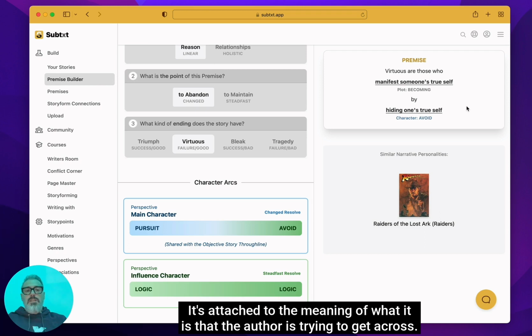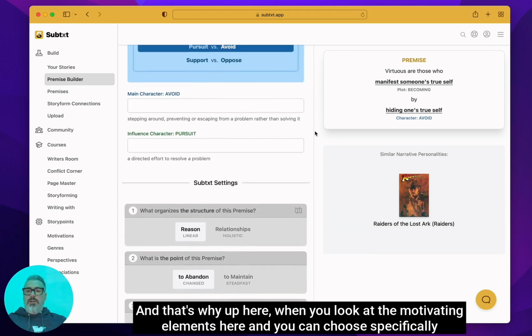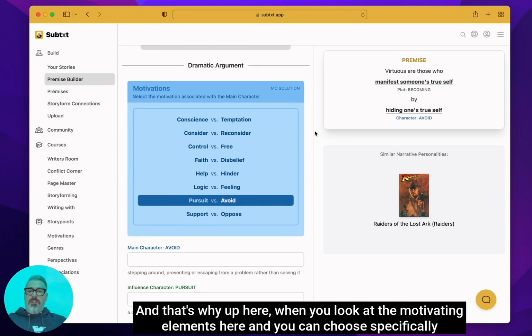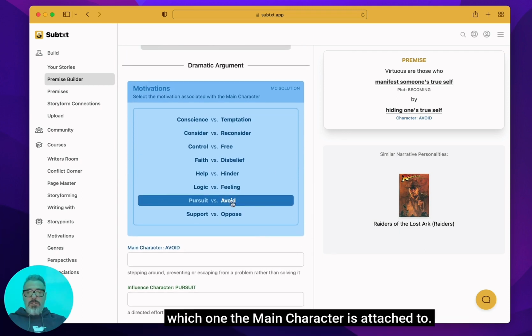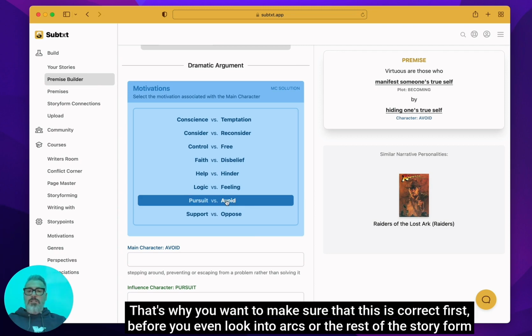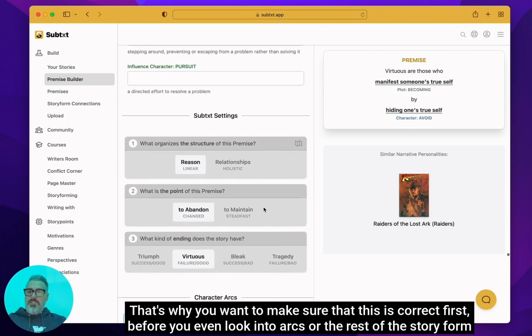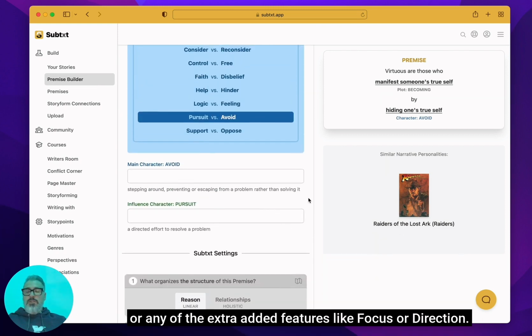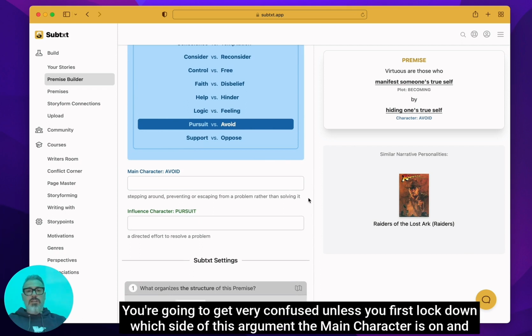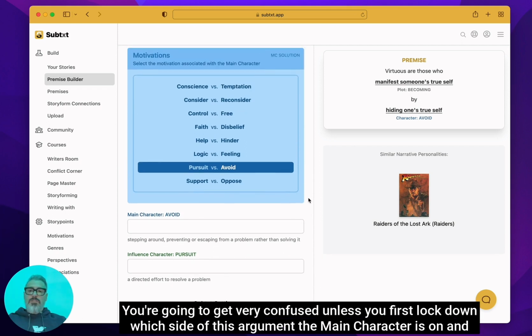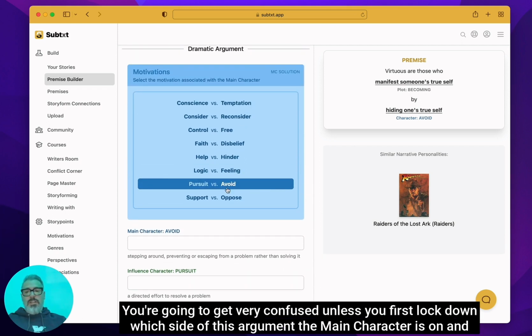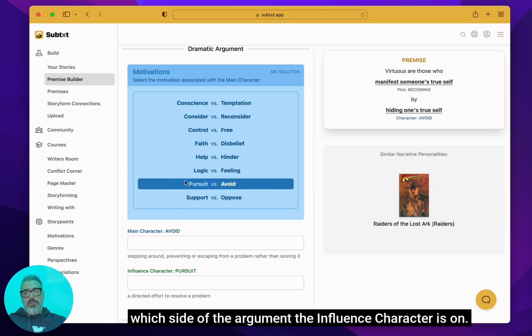It's attached to the meaning of what the author is trying to get across. And that's why up here, when you look at the motivating elements, and you can choose specifically which one the main character is attached to, you want to make sure that this is correct first, before you even look into arcs or the rest of the story form or any of the extra added features like focus or direction. You're going to get very confused unless you first lock down which side of this argument the main character is on and which side of the argument the influence character is on.